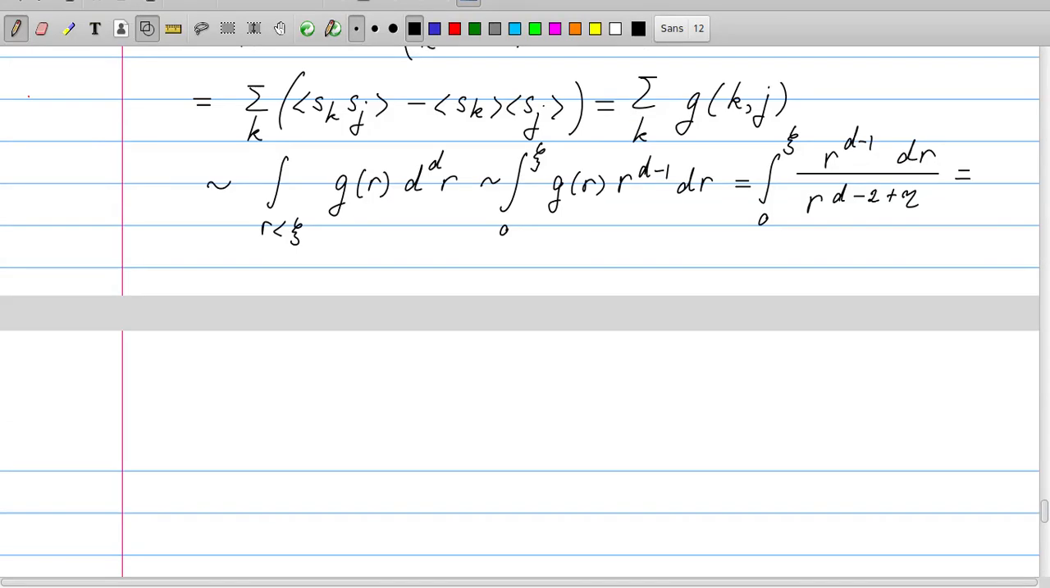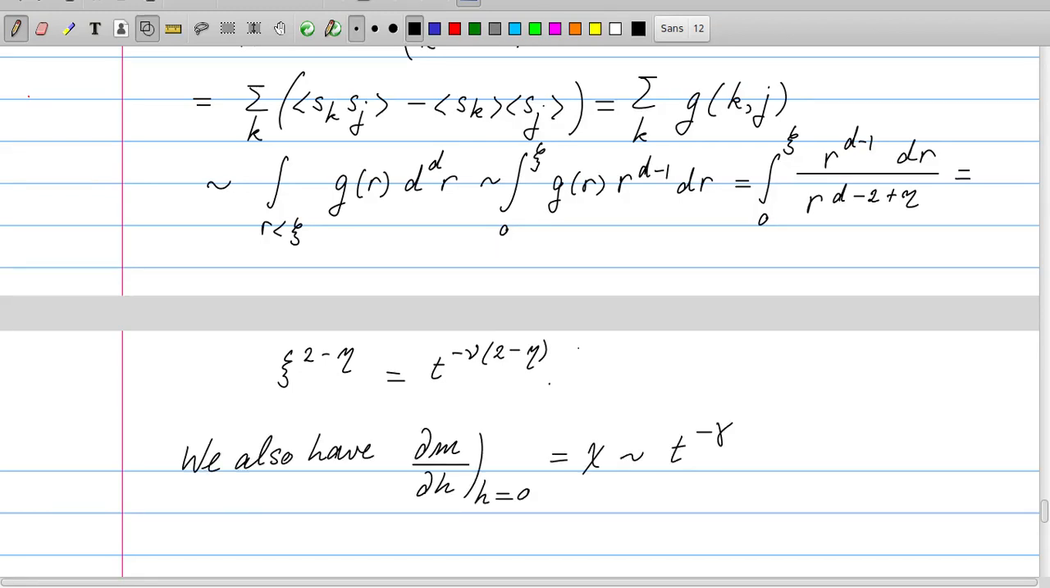Next we turn that into a radial integral, so that gives us a factor of r to the power d minus 1 dr, and then we put in the explicit value for g(r), which is r to the power minus d minus 2 plus eta. We can do this integral, and the result is xi to the power 2 minus eta. Knowing the value of xi, which is t to the power minus nu, we can therefore write this as t to the power minus nu times 2 minus eta.